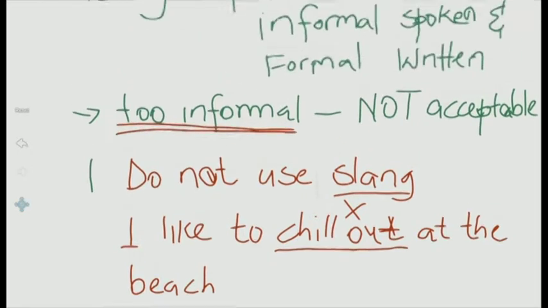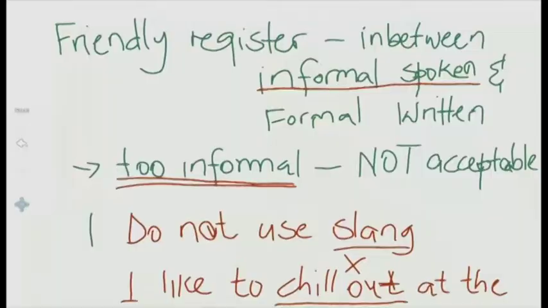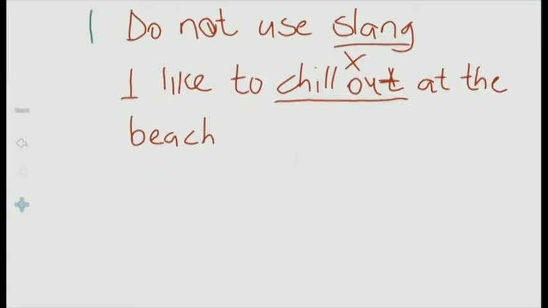What makes us say it is too informal? It is because it is appropriate for what? Informal spoken. When you're speaking with your friend, you can talk about chilling out. It's okay. But when you are writing in the standard English language, chilling out is not acceptable because it becomes too informal. All right. Let's give further examples of this.